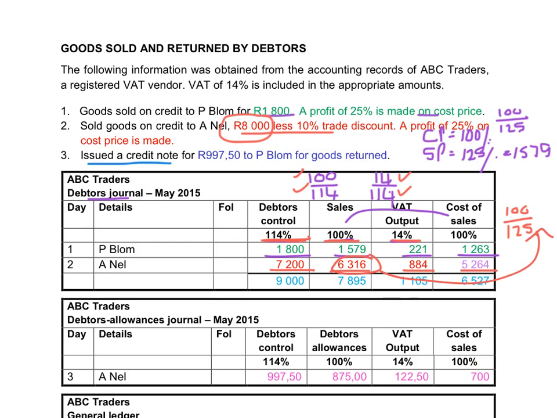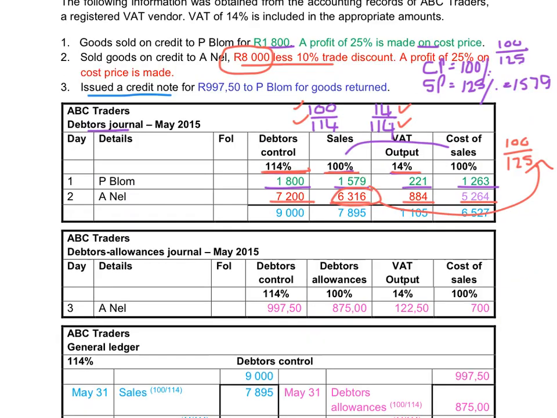For the third transaction, a credit note is issued. That means we reduce the account of the debtor, and that will be done in the debtor's allowances journal. The debtor's total amount will reduce with the 997. That is equal to the 114%, because when we sold the goods, we added 14% VAT. When they return, it will also include the VAT.